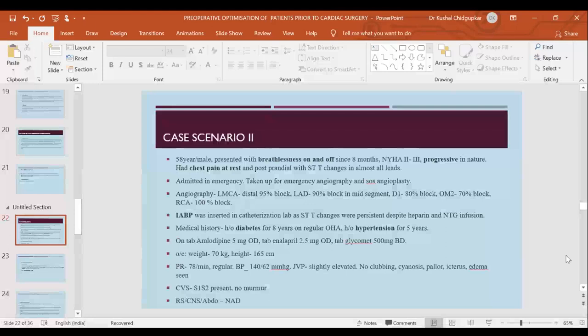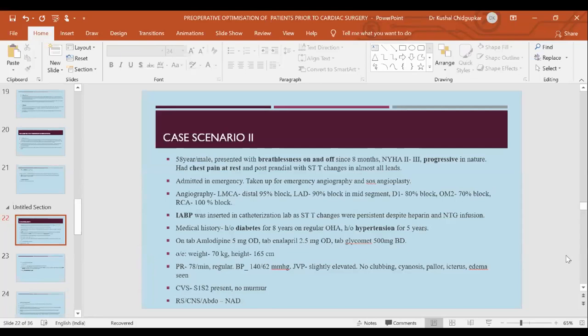Yes. So the second one is a 58-year-old male presented with breathlessness on and off since 8 months, NYHA grading 2-3, progressive in nature. He had chest pain at rest and postprandial also with STT changes in almost all leads. He was admitted in emergency, taken up for emergency angiography and SOS angioplasty. Angiography showed 95% block in a left main coronary artery, 90% block in the left anterior descending artery, 80% in first diagonal, 70% in second obtuse marginal, and 100% in right coronary artery. Intra-aortic balloon pump was inserted in catheterization lab as STT changes were still persistent despite heparin and NTG infusion.